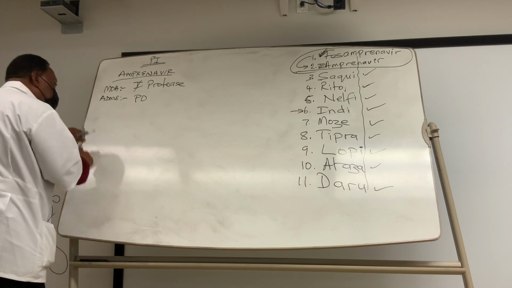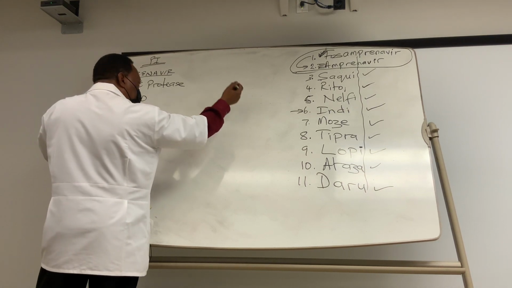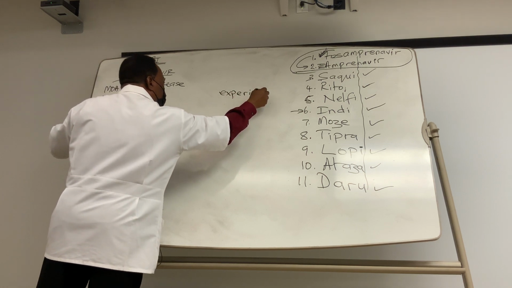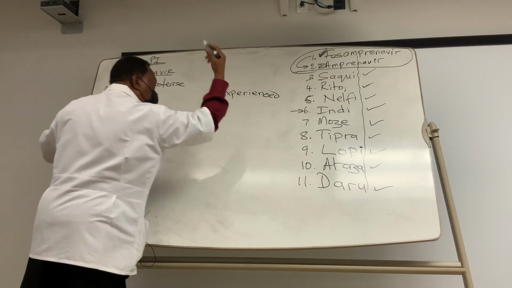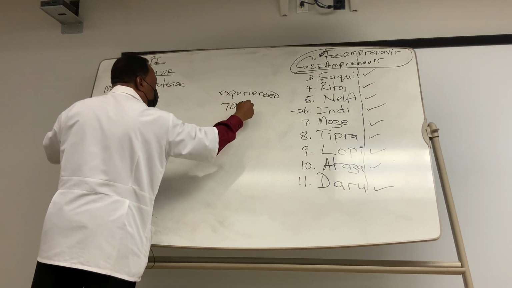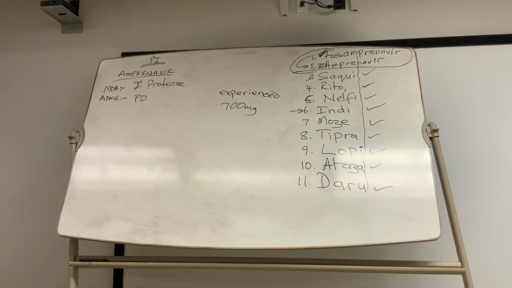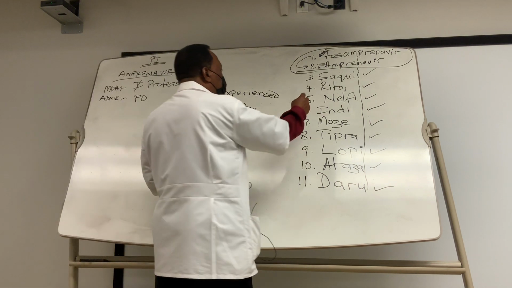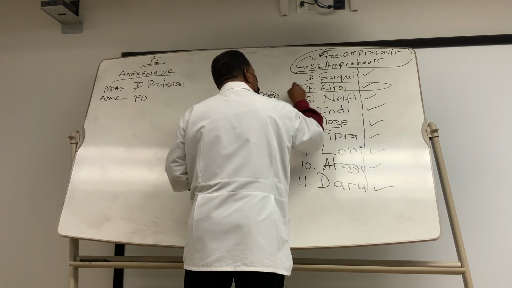So that's in the naive patient. But if the patient were an experienced patient, which means they've received the drug before, then you can use 700 milligrams PO BID, usually in combination with this drug, ritonavir.